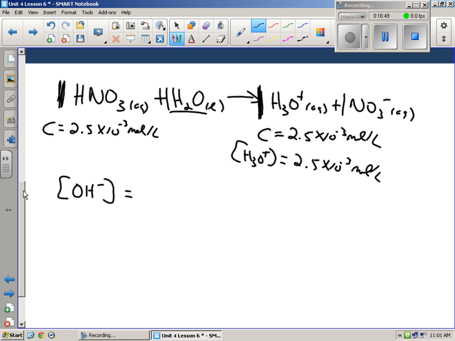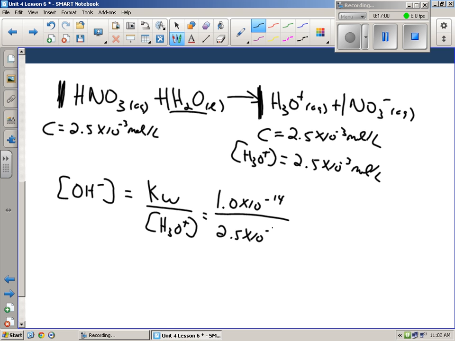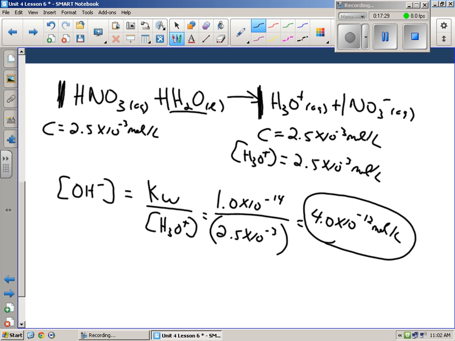Well, let's take Kw and divide it by, of course, the hydronium ion concentration, or 1 times 10 to the negative 14 over 2.5 times 10 to the negative 3. Don't forget brackets there, because otherwise you're going to be doing the wrong order of operations. So let's see, that should work out to be 4 times 10 to the negative 12. Oops. Let me just fix that there. Okay. So that would be your hydroxide ion concentration.